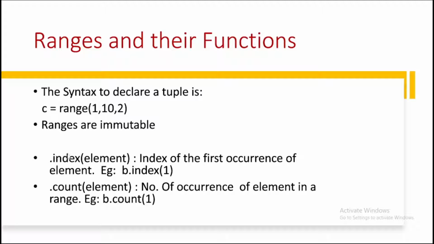Then we use dot index. Here we take index of this element. It gives the index of the first occurrence of the element. Here it will be c dot index of 1. So wherever it occurs at the first occurrence, it will give here, and then number of count of the element.